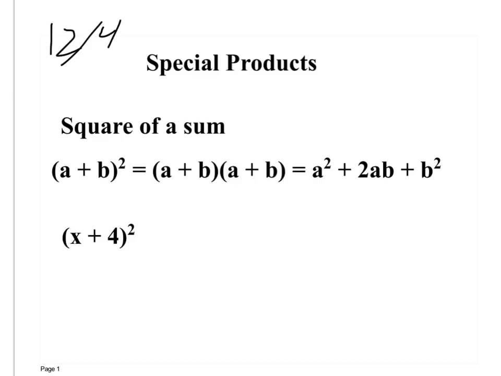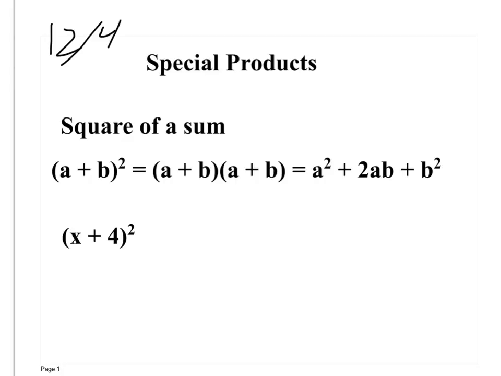Alright, today we're going to do special products. The first one you need to know is the square of a sum. So you have a sum, a plus b, and you're squaring it. When you do that, you're taking a plus b times a plus b. Really, instead of having to FOIL it out, all you need to know is that you square the first one, you take 2 times the first one times the second one, and then you add the square of the second one. So a squared plus 2ab plus b squared.